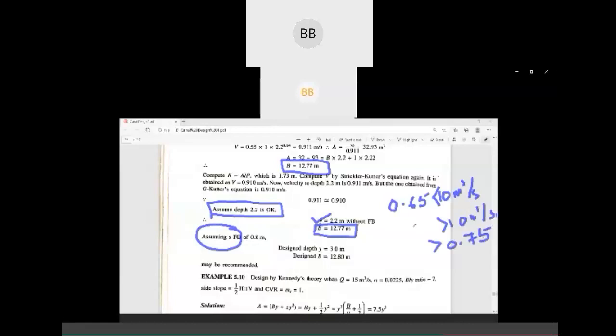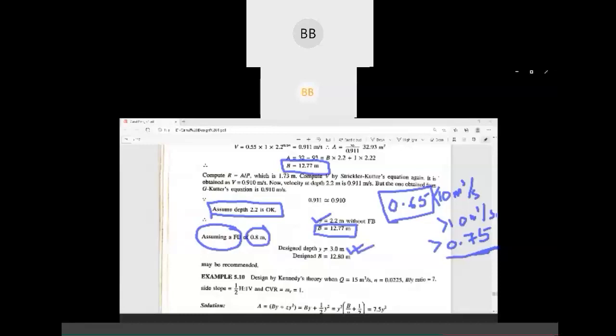These are the two conditions. What will be the freeboard? If the design discharge is less than 10 meter cube per second, then we are going to provide a freeboard of 0.65. If it is greater than 10 meter cube per second, then we are going to provide any value for freeboard which should be greater than 0.75. That is why we have provided here 0.8 meter, and then this design depth will be 3 meter.